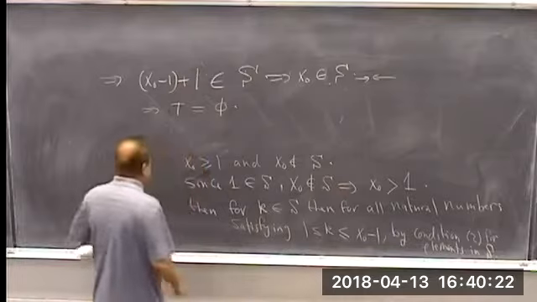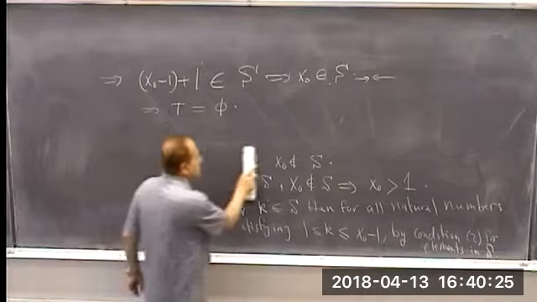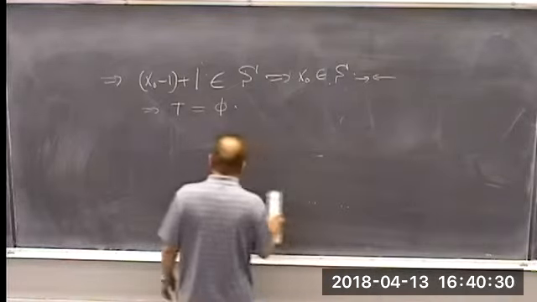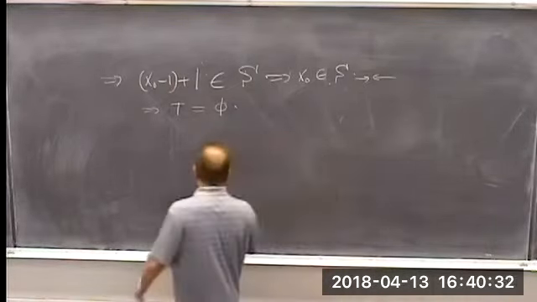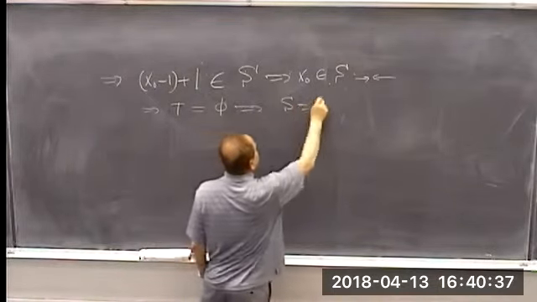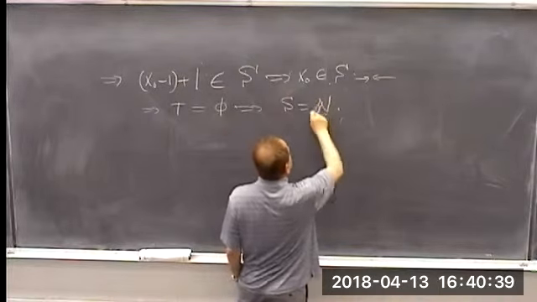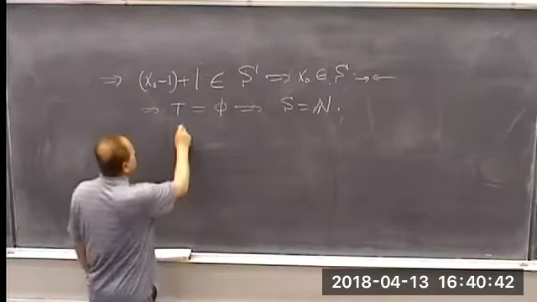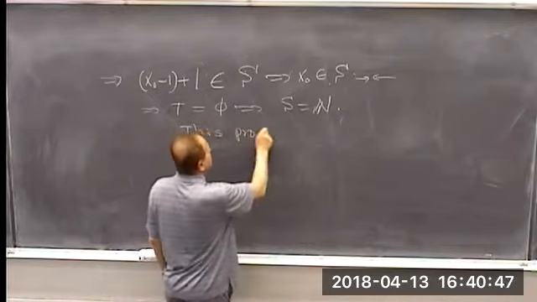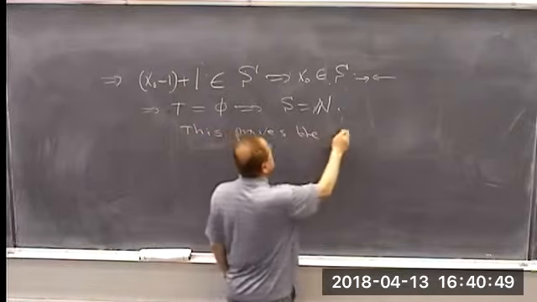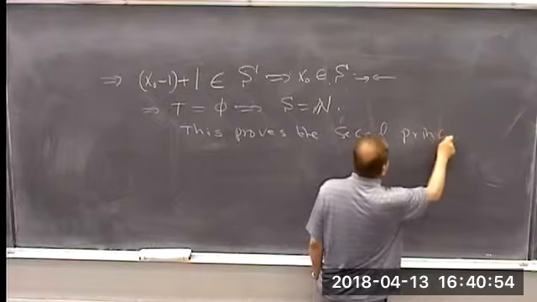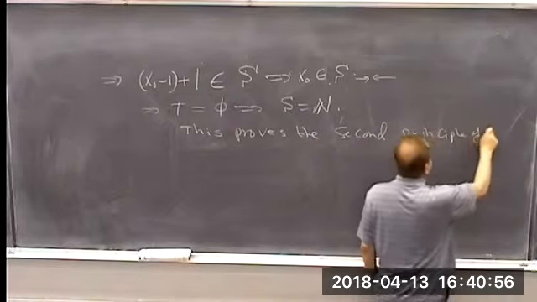Well, let's see what this again means. This means, remember, T is basically the complement of S, and this means that S is going to be all the natural numbers, and this proves the second principle of induction.